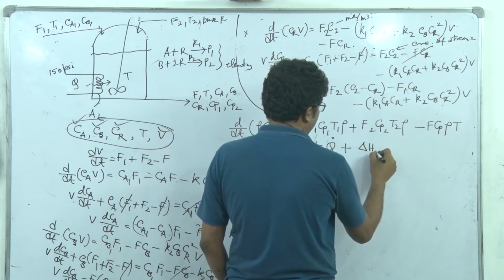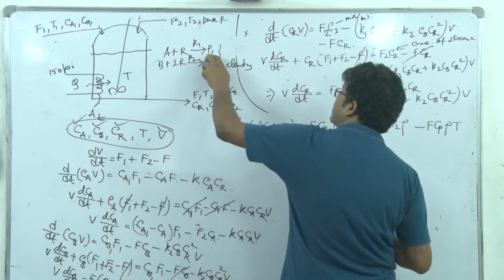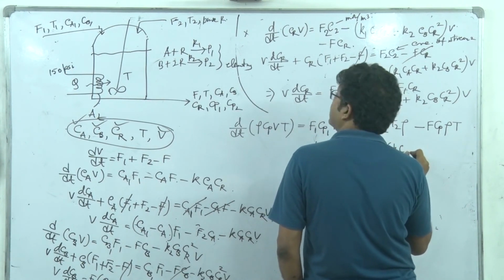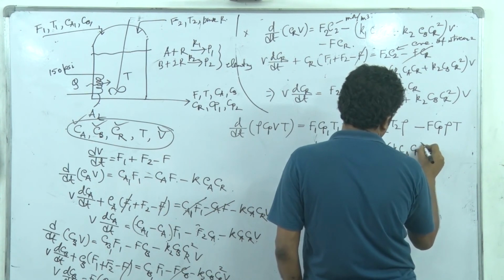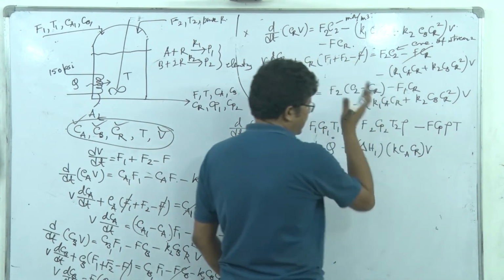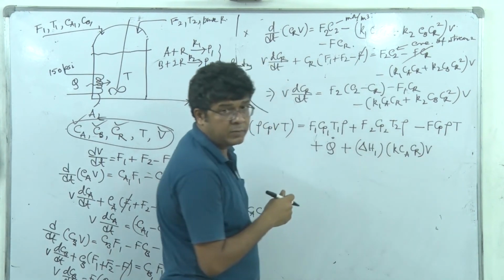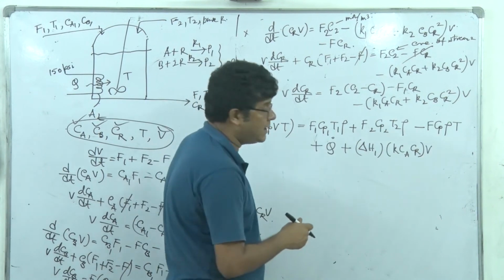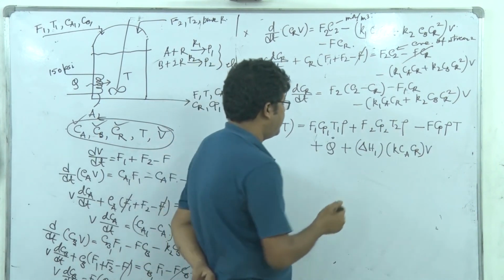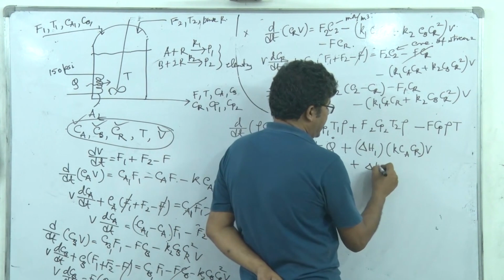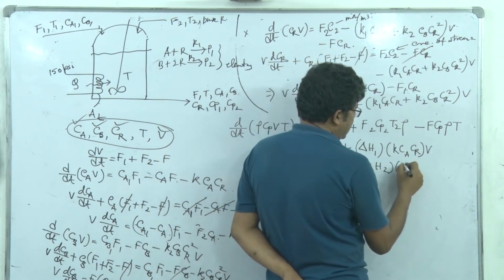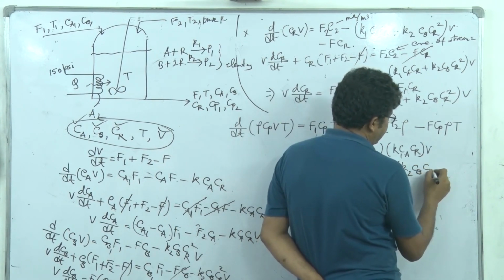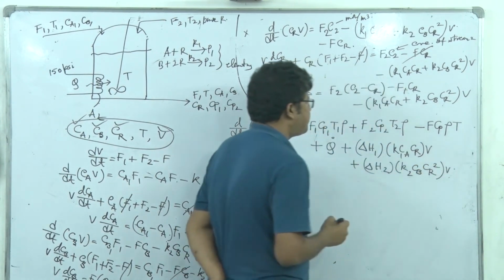So delta H1, right? Heat of the reaction for 1. Now what is the rate? K Ca Cr into V. That's the heat liberation. This is per unit mole basis and the number of moles reacting per unit time. So you multiply, and delta H1 will be negative. And next delta H2 into K2 into Cv into Cr square into V.